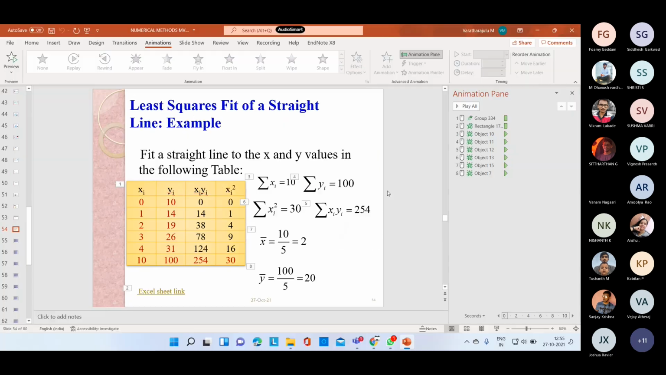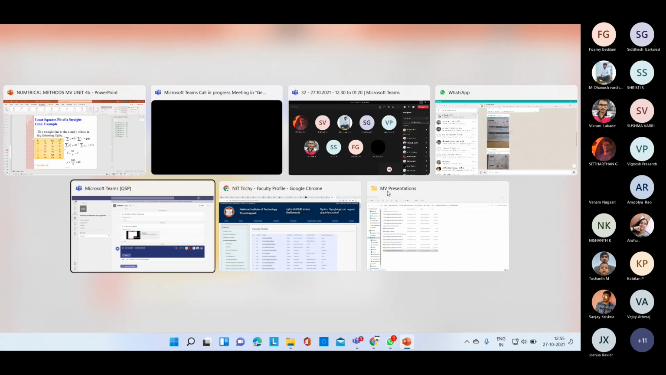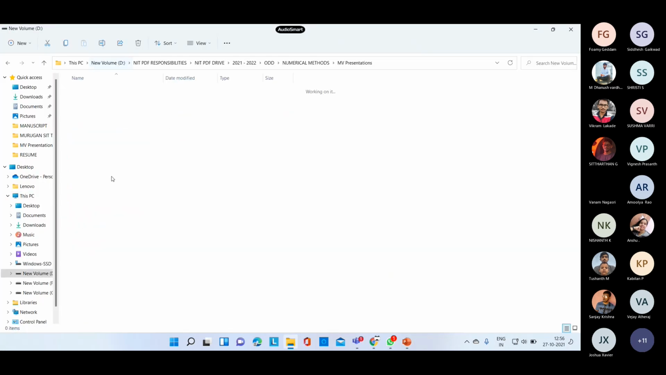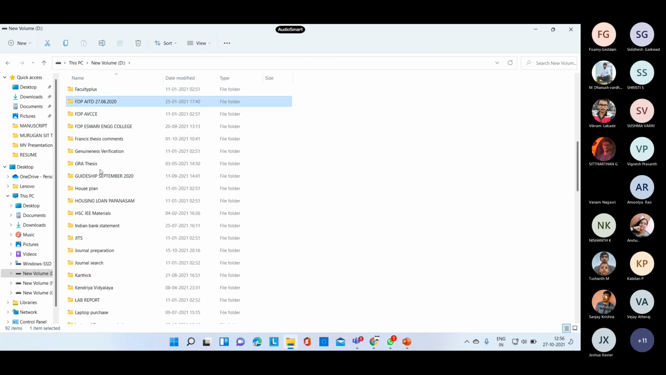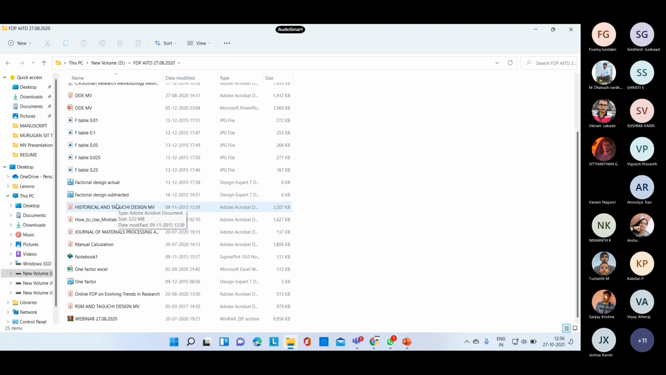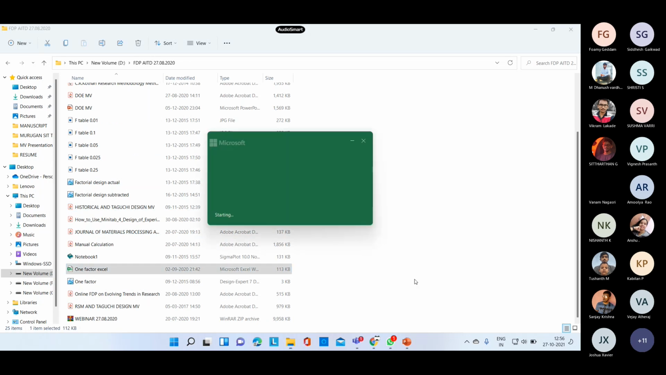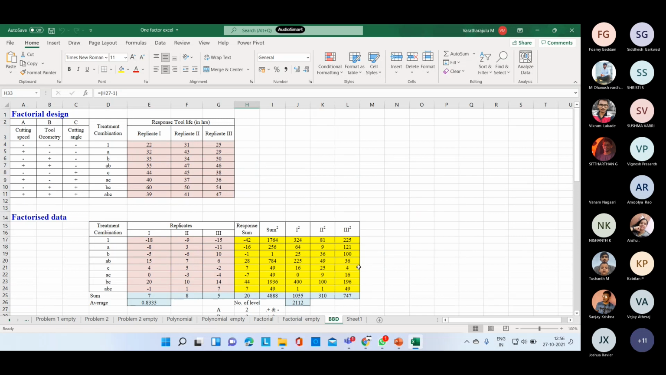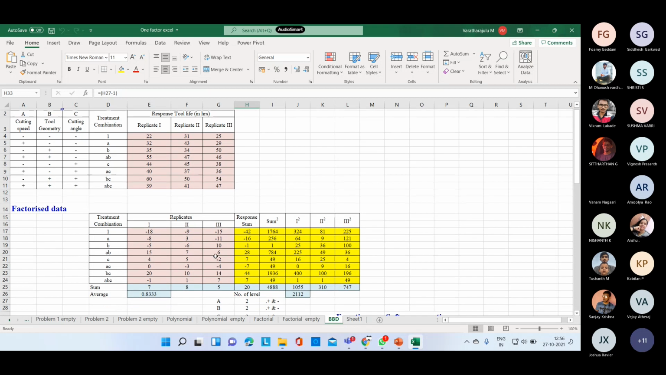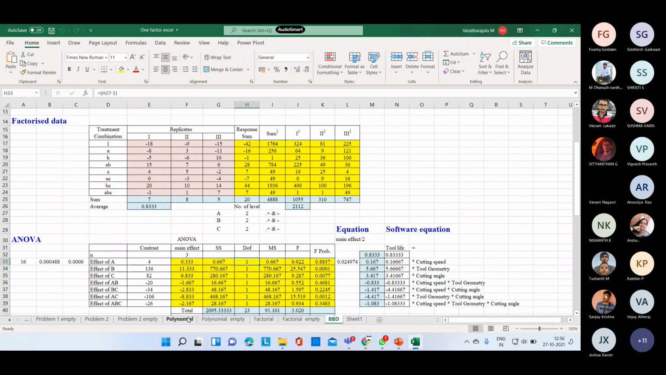Yes, just a minute. Yes, my Excel is visible. My Siddharthan, my Excel is visible. Yes, sir. Yes, sir. Yes, we can do the mathematical model through Excel.